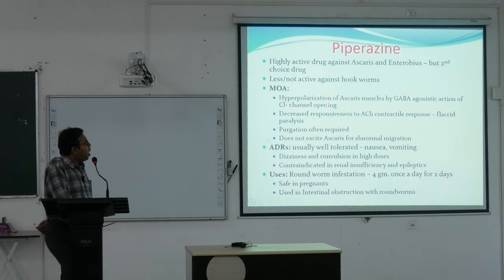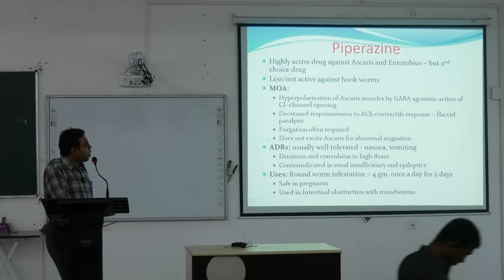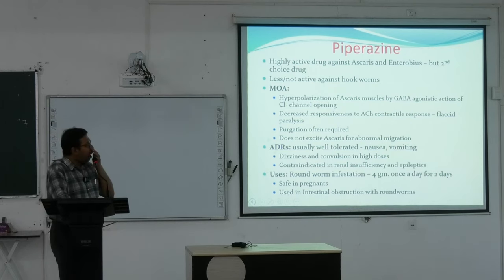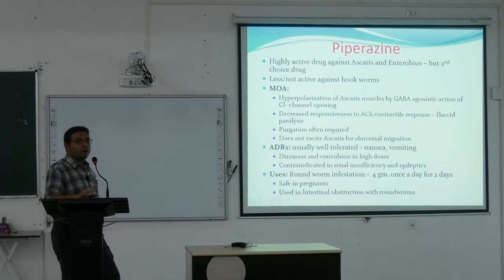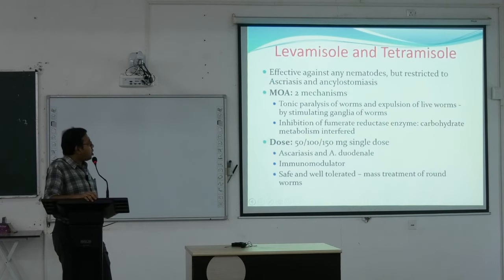Flaccid paralysis, hyperpolarization of the ascaris muscles, decreased responsiveness; purgation is often required and it does not excite. So again, it is highly active against ascaris and enterobius, but it is a second choice drug. The first choice drugs are of course the different types of the bendazoles, like albendazole, then piperazine can be used. It is less or not active against hookworm. That is, it is active only against the roundworms, that is Ascaris lumbricoides and Enterobius vermicularis.